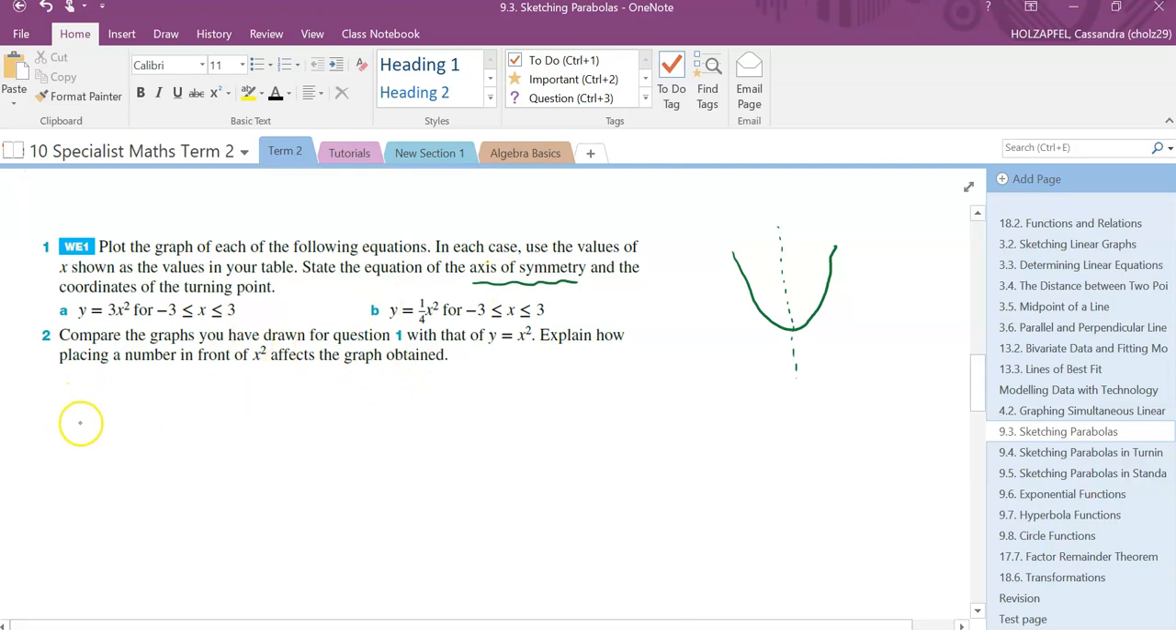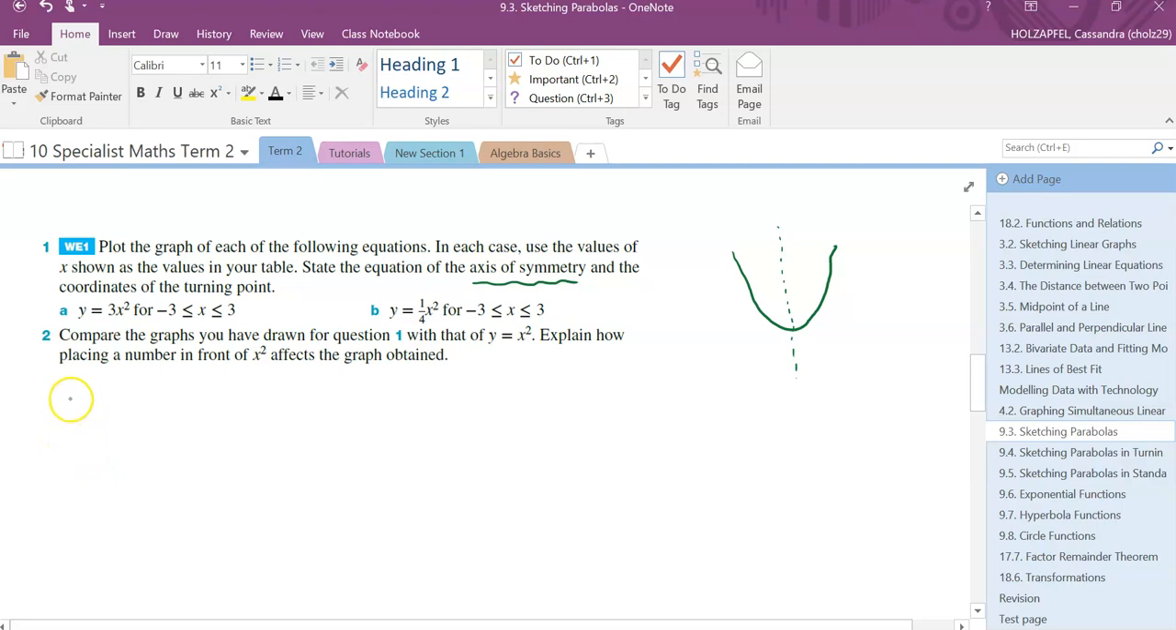Okay. So if you want to have a go at these now, you can pause the video. I'll just quickly show you how to do this if you are interested for question A. And then what I'll do for question B is I'll just show you the value of tables and the resulting graph. So if you want to have a go at A now, pause the video.